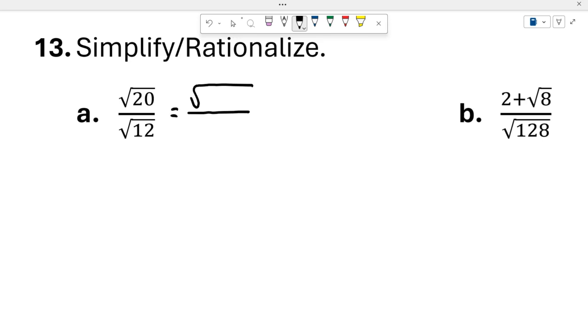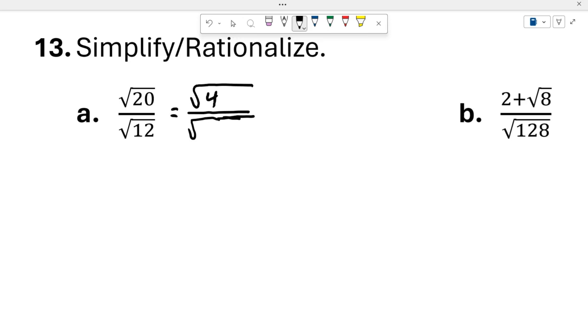And same thing for the 12. For both of them, there's a square number that goes into 20, and there's a square number that goes into 12. See if you can identify what that is. Hopefully, at this point, you were able to determine that 4, which is a square number because it's 2 squared, goes into 20. It's the only other square number besides 1 that's going to work.